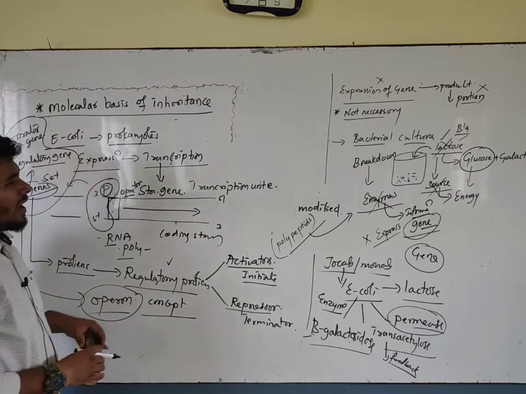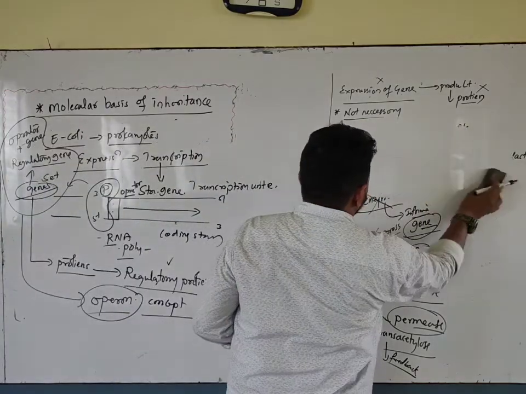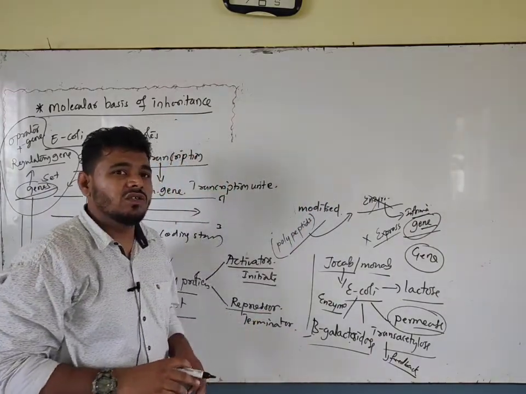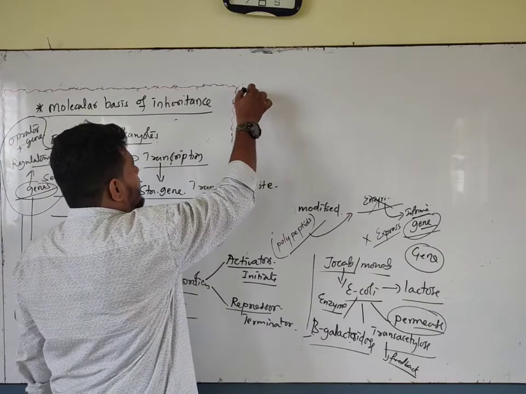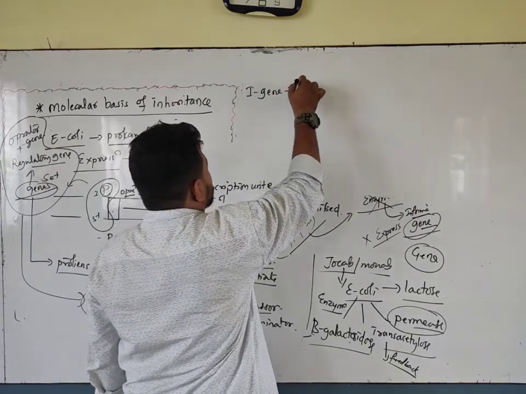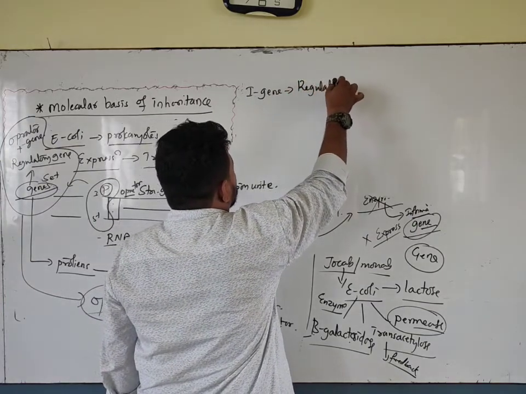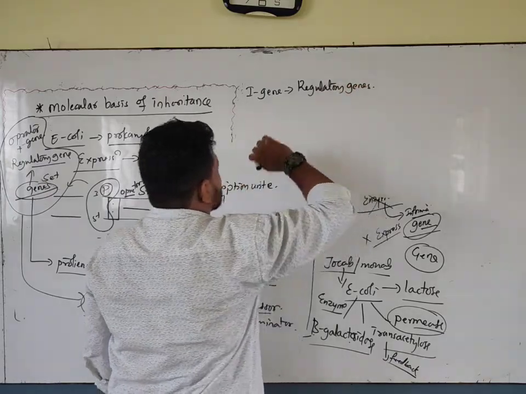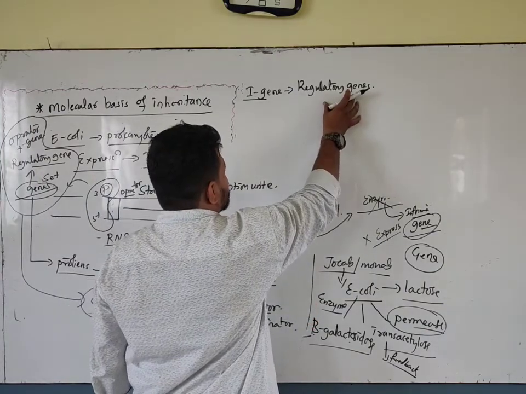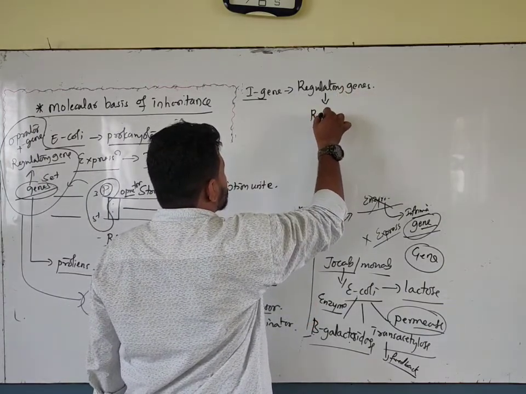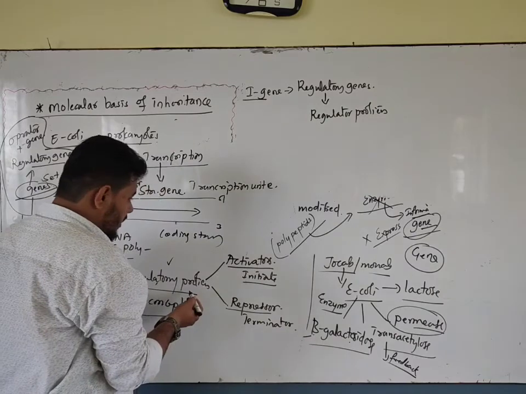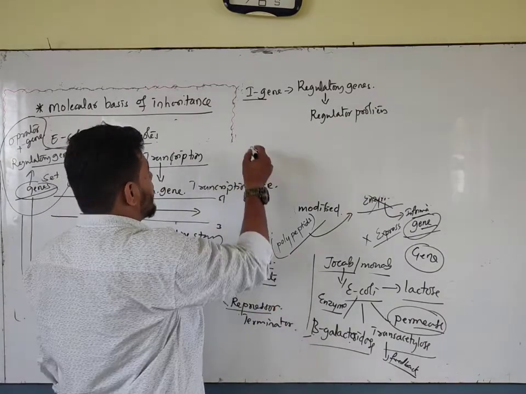Operon concept. So what happens in operon? It is a set of genes. What is an operon? It is a set of genes that controls the expression of other genes. In operon, I genes are present. What do we call this? Regulatory genes. I does not mean inducer or inhibitor, don't confuse. Regulatory genes. They always produce regulator proteins. As said earlier, regulator proteins become activators or repressors.